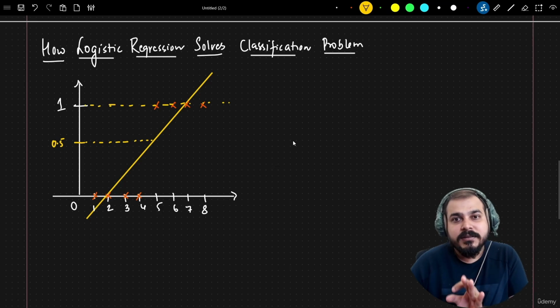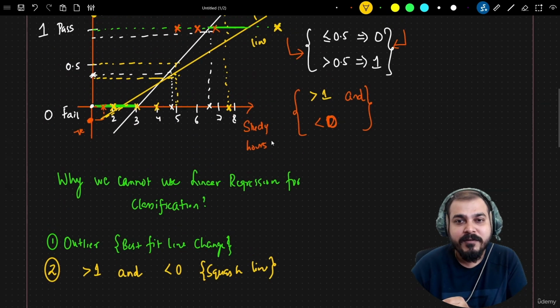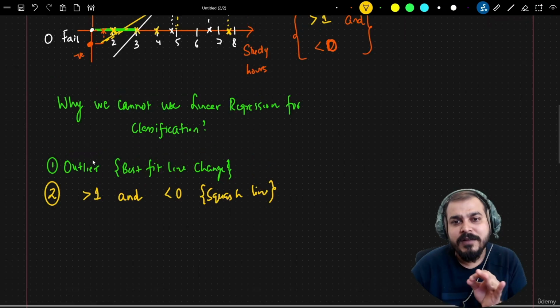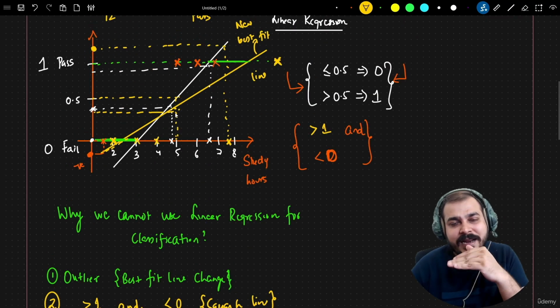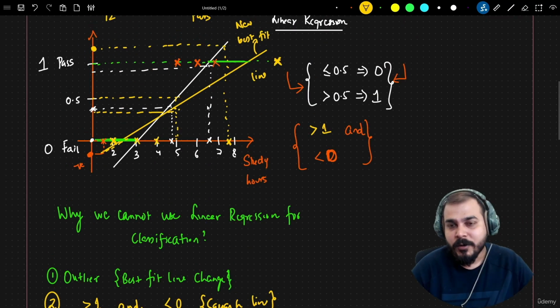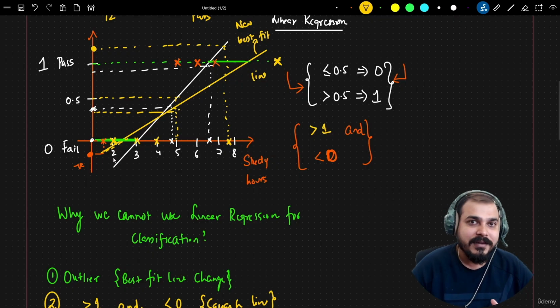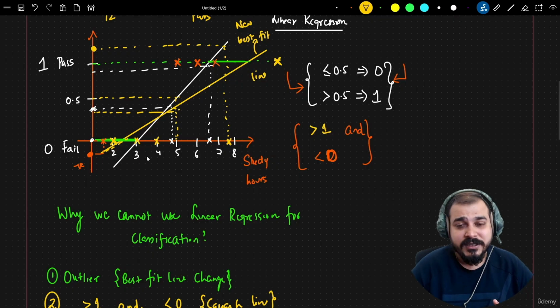Now we'll try to understand how logistic regression solves a classification problem. Already from our previous video, we understood why linear regression cannot solve a classification problem, because we have two issues. Because of the outliers, the best fit line may move abruptly here and there. And the second thing is that we were trying to get an output that is greater than 1 or less than 0. So these two conditions were there.